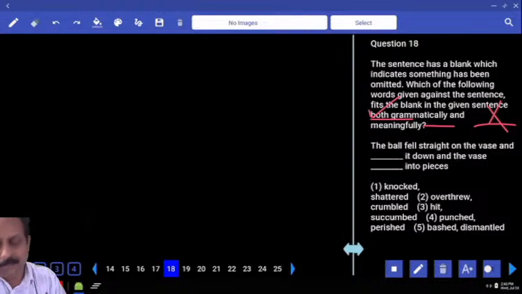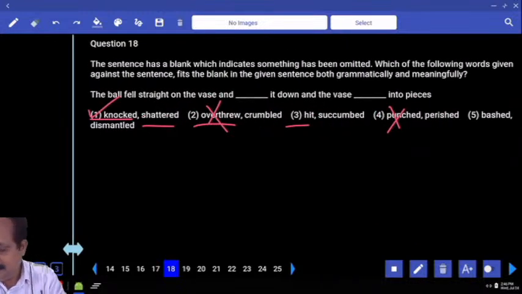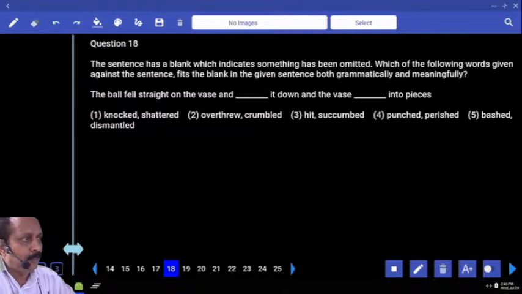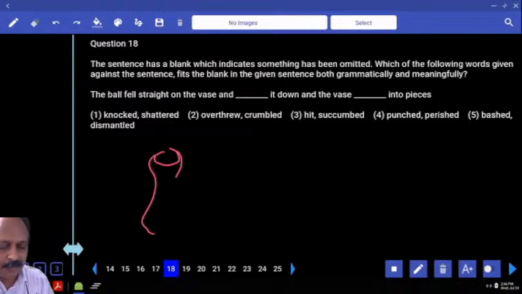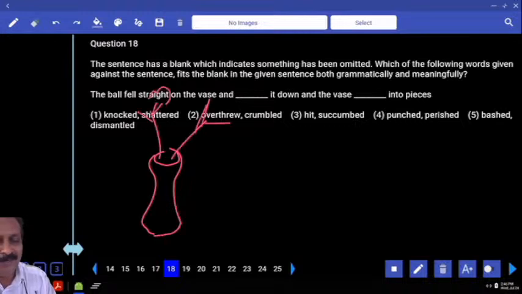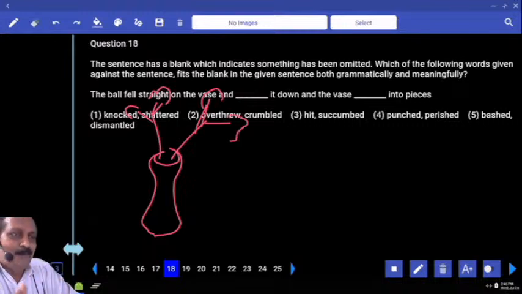I will tell you. Bashed, dismantled. Here, what are we talking about? I'm not an artist. I hope it looks like a flower vase. Not bad. So, we don't use the word dismantle with that.